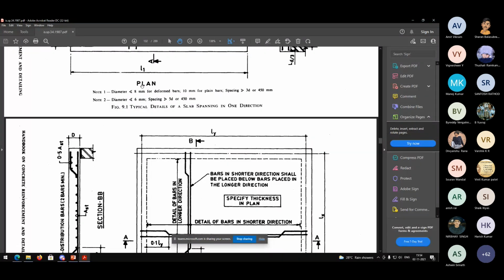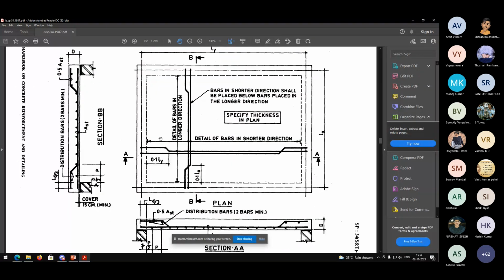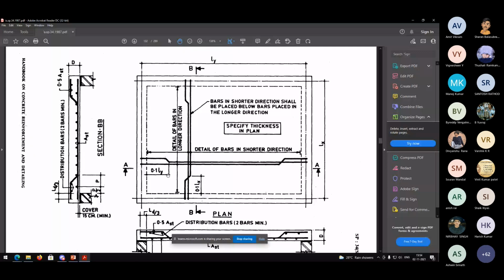Okay, so I think I showed this before. When I was teaching one-way slab, I also told you what difference comes if you have a two-way slab. Basically the same thing, except that you have two directions. You have both bent bars and straight bars. And this bending distance is 0.1 Ly or Lx, depending on which direction you're doing.